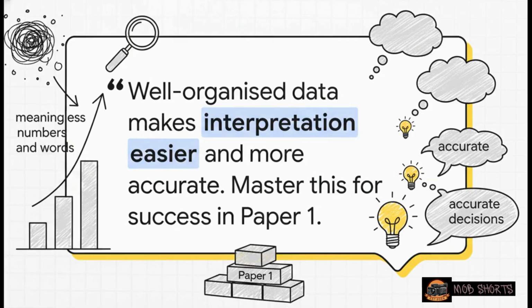And that's it. Just remember, we organize data for a reason. It turns a meaningless mess of numbers and words into clear information that we can actually use to make smart, accurate decisions. If you can master this one skill, you are building a fantastic foundation for success in the whole of Paper 1.